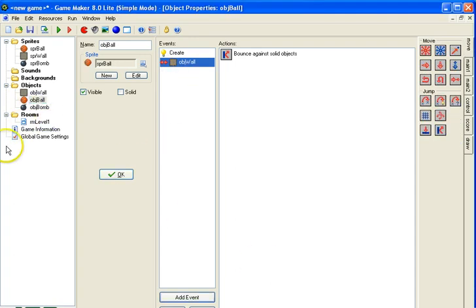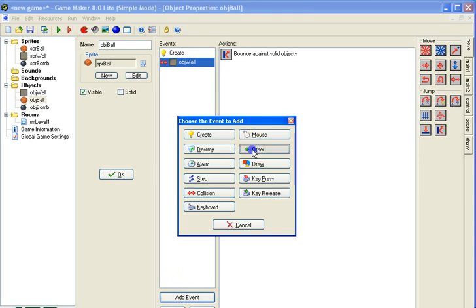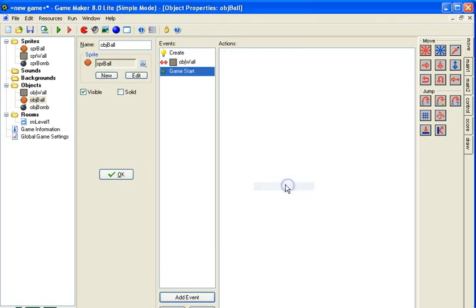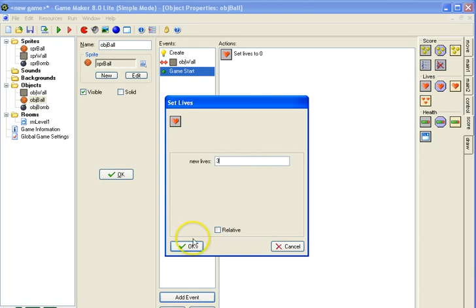I'm going to go back to the ball as the object that I start working on. I'm better off going under Other and choosing Game Start. If I gave you three lives when the ball was created, then anytime the ball disappears and is recreated, you're going to get another three lives, which we don't want. You want to only get your lives at the start of the game. Because the ball is present at the start of the game, this is a good choice. So when the game is started, under score, I'm going to give three lives, okay?